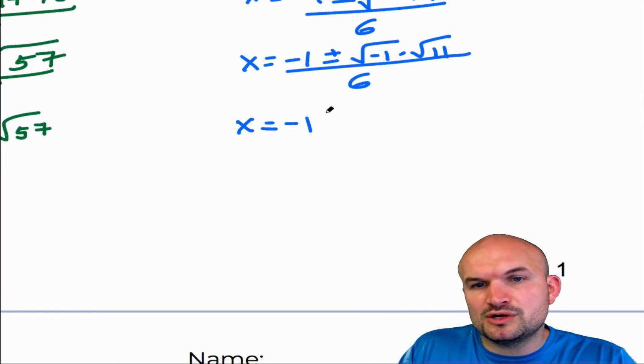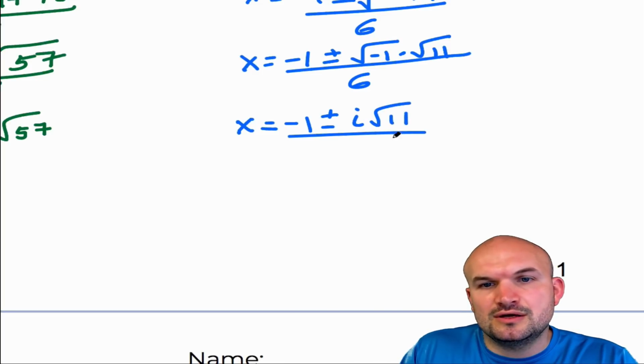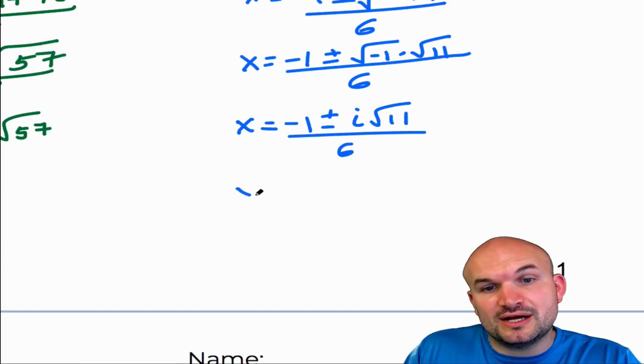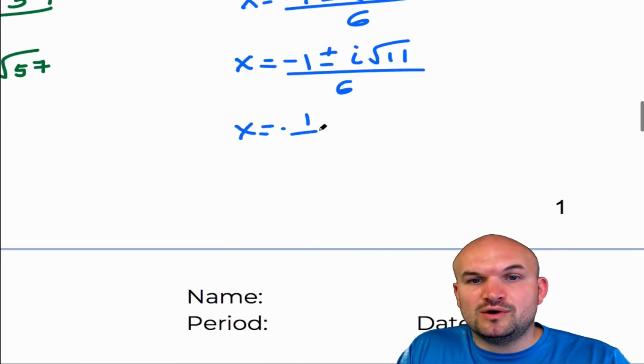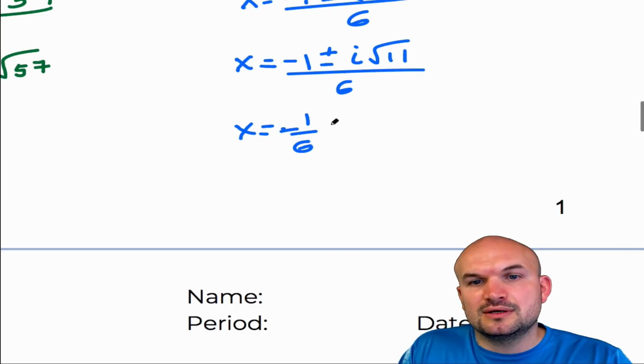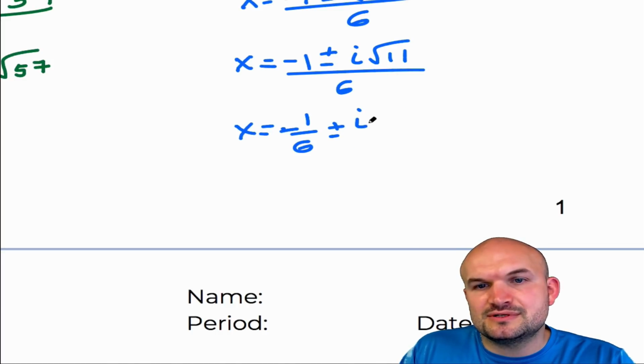So it is kind of important just to remember the plus or minus here. In this case, it would be i square root of 11 over 6. Or we could also write the answer as x equals negative 1 over 6 plus or minus i over 6 times square root of 11. Or actually, I wouldn't write it like that. We'd say i times square root of 11 over 6.